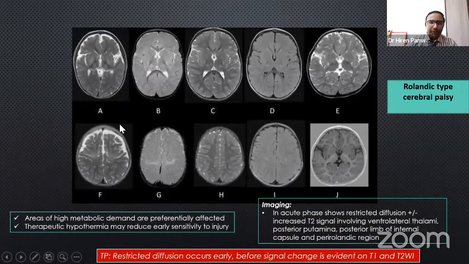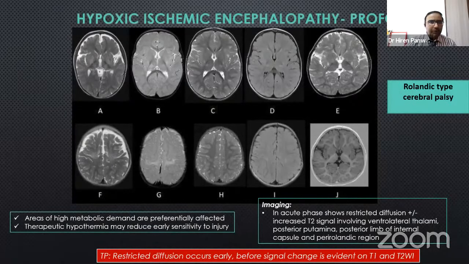So when you see this kind of pattern with classical imaging, or clinical history suggestive of prior insult, perinatal insult, or any antenatal risk factor, you can raise the possibility of, or you can confirm that this looks more like a perinatal HIE kind of pattern, which is profound. And that way, we can avoid unnecessary investigations like metabolic or genetic. That is one way we can really help the clinician. So this is also known as the chronic type of cerebral palsy.